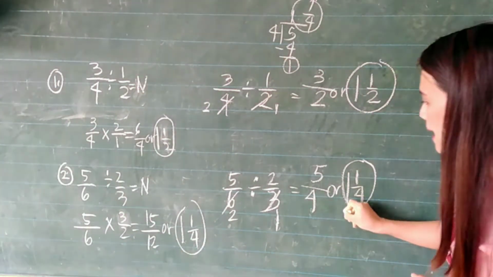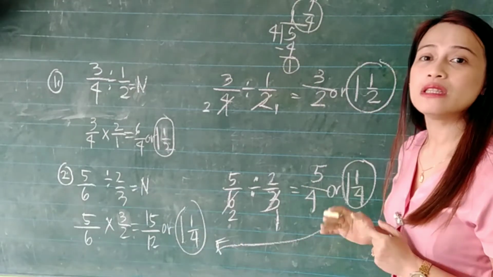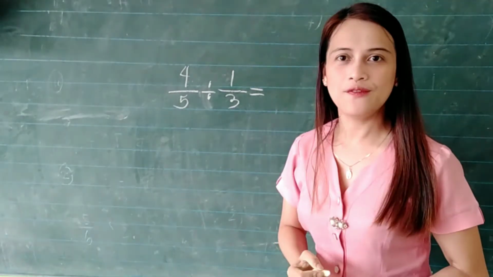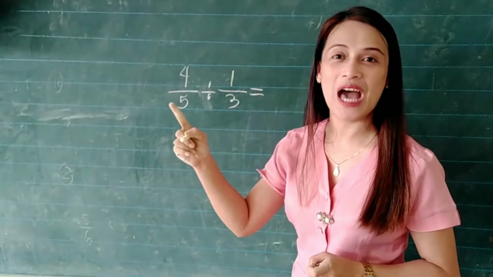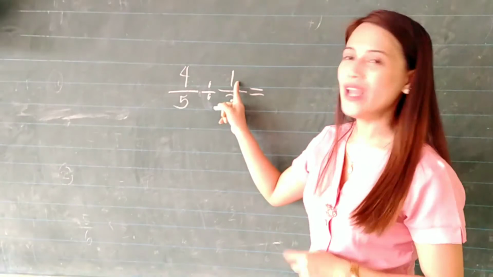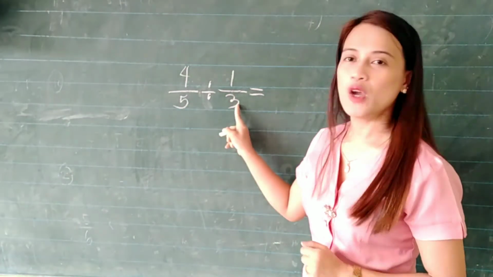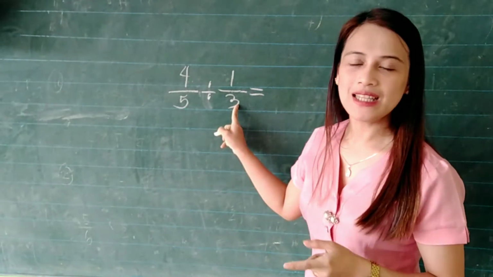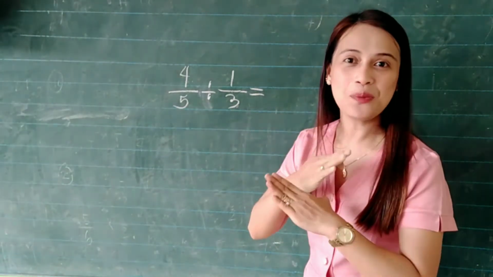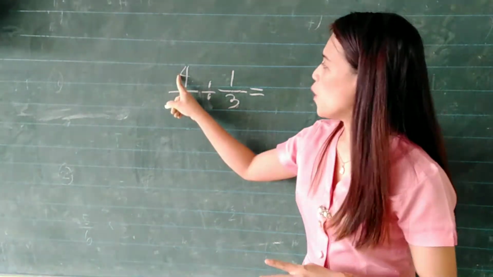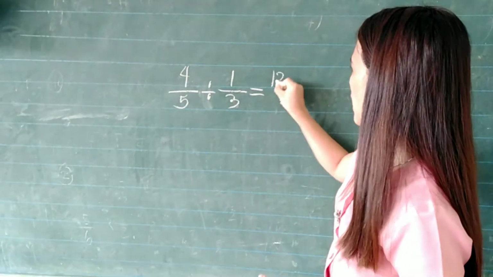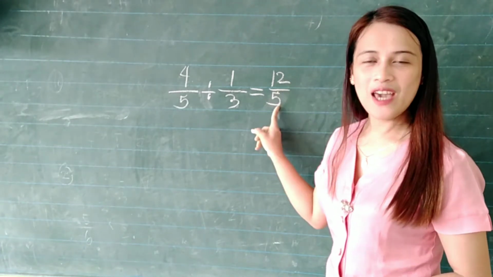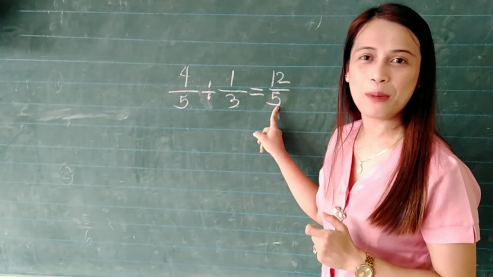So, see? The same answer, but different process. So, let's have another example. So, like this, first check horizontally if there is something to cancel. 4 and 1, none. 5 and 3, nothing to divide. Okay, nothing can be divided. So, after that, there is nothing to cancel, so let's cross-multiply so it is easier. 4 times 3, 12. 5 times 1, 5. Big, small. What we will do is change into mixed number by dividing.